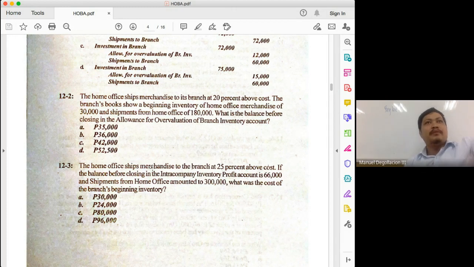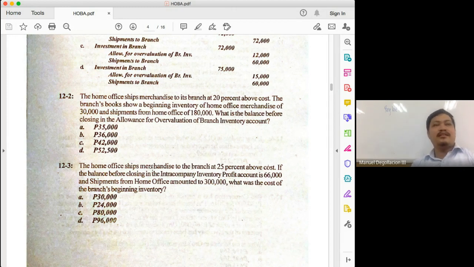Okay? Now, beginning plus shipments, class, what do we call that one? Assuming no purchases from outside parties. If you add beginning inventory with your shipments from home office, what will you get? You would get your total goods available for sale. And why am I bringing that up? Because basically, class, the unadjusted or the before closing balance of your allowance represents the markup on your TGAS.